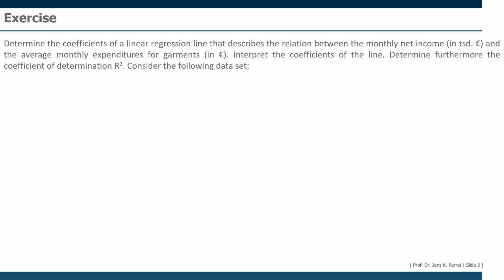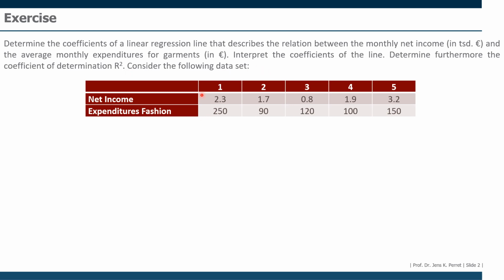Here we have: determine the coefficients of a linear regression line that describes the relation between the monthly net income in €1,000 and the average monthly expenditures for garments in euros. Interpret the coefficients of the line and determine furthermore the coefficient of determination r squared. All of this based on this data set. So we're going to use those 5 observations here to actually start with the regression line. Then we can talk about the results and then we can tackle the r squared.